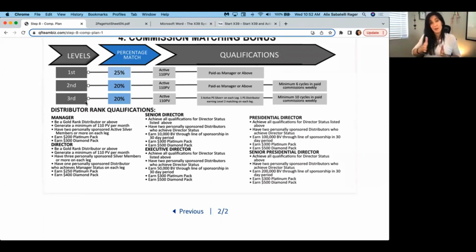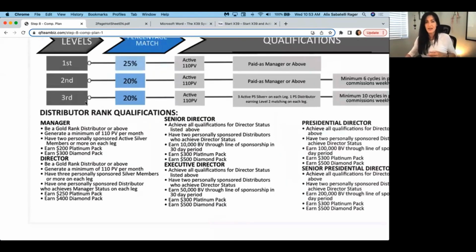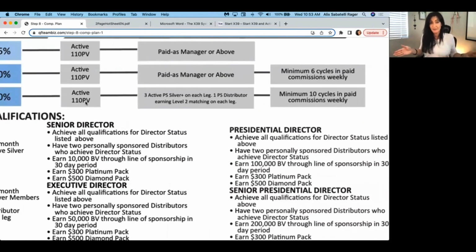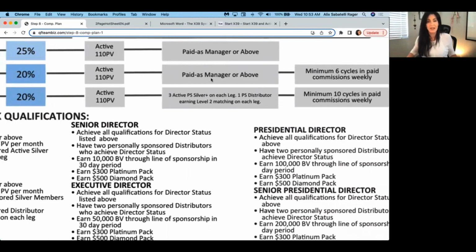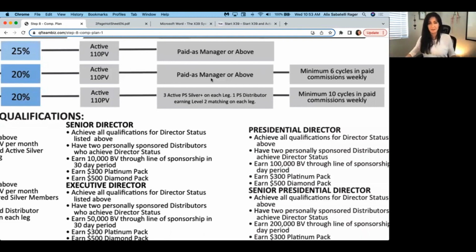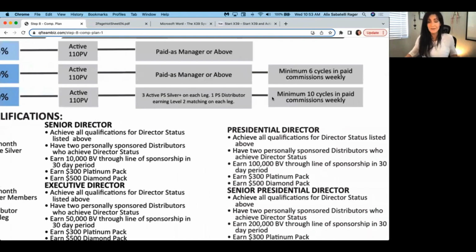Now, in this case, a little bit more qualification, still active at 110 personal volume. Again, you have that customer base, get your own auto ship in place. Don't let that fall out. And then you have 3 active silvers on each leg, which obviously you're already a manager, but at this point, a personally sponsored distributor earning the level 2 matching on each leg, right? So they're also earning on their teams. Okay, they're getting that level 2 on their 2 teams. That's really, really huge. And you also have a minimum of 10 cycles paid commission weekly.